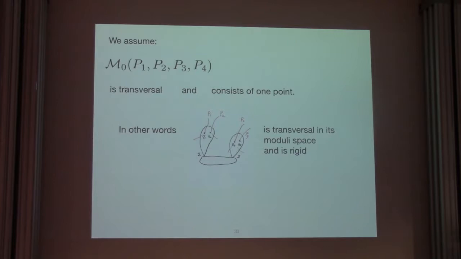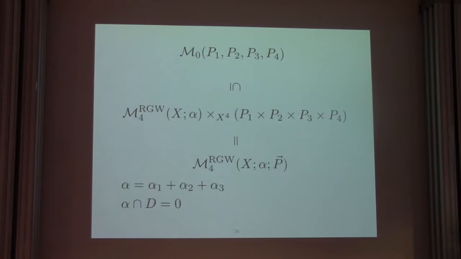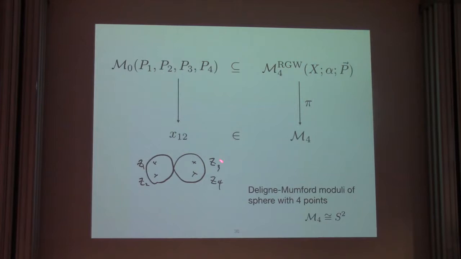is this, right? If you consider this guy and you forget the map, I mean the usual forgetful map from the compact stable map space to the Deligne-Mumford manifold, you forget the maps, but then this component is unstable. So you have to shrink this component. So you get this particular element: x1, z1, z2 in the same component, z3, z4 in the same component.